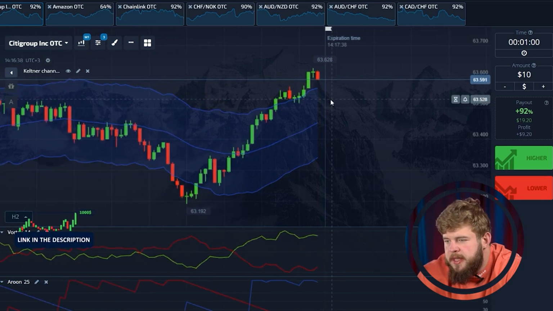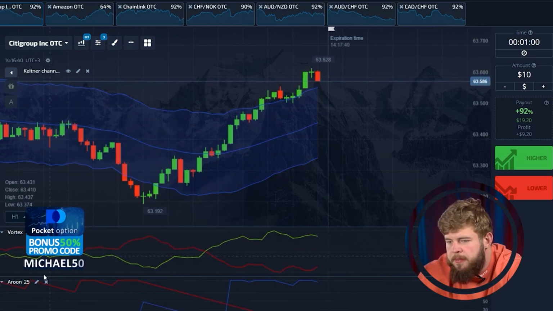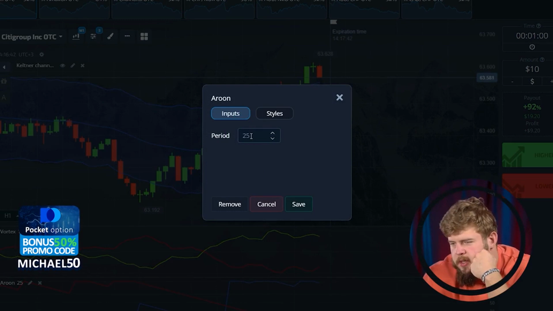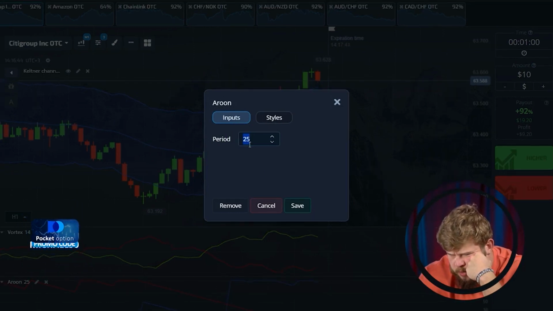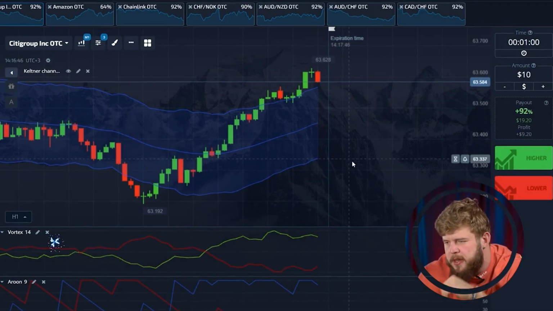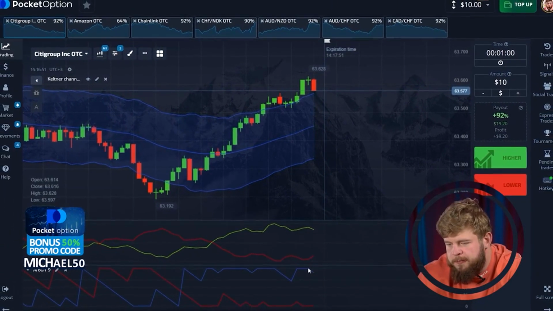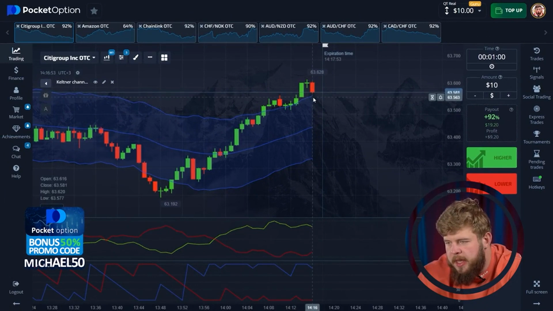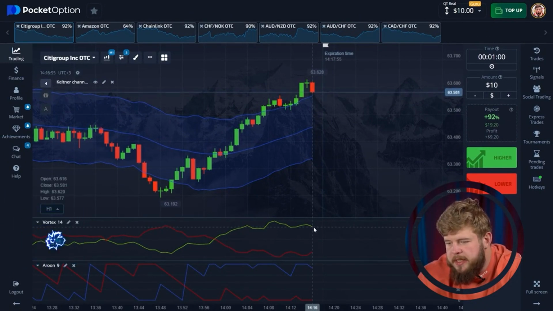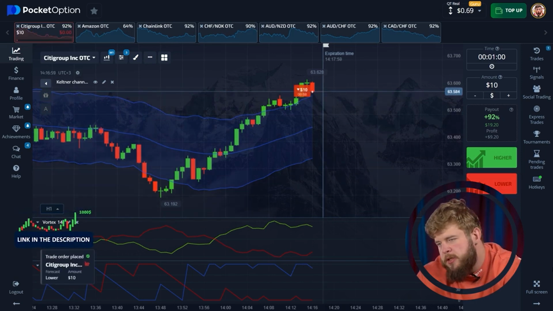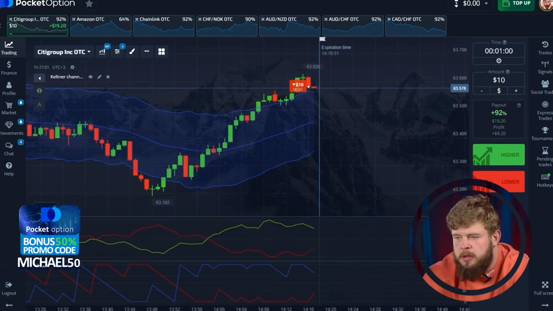You can clearly see that price has broken through the upper edge of the Keltner channel. And one moment, I'm trying to set the indicator. It's not correct. Okay, now it's better. Well, so according to the Aaron indicator, the price is slightly overbought, so that's why we need to open sell position, because we need to have the cool down.